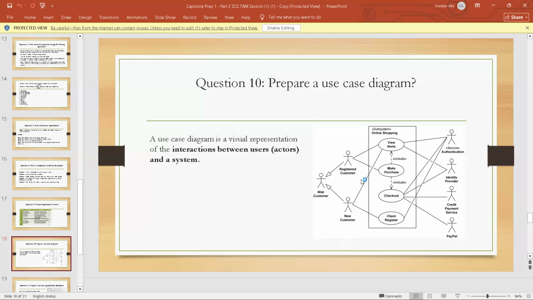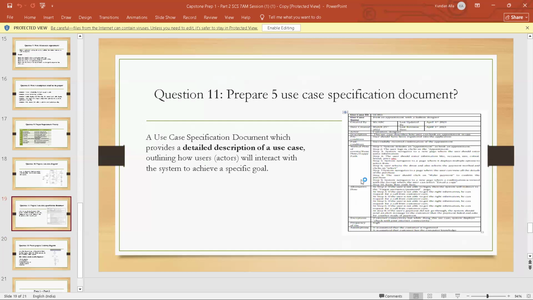So if you are having a mix of mandatory and optional things, then you can go for generalization. Okay. So the next one is about preparing five use case specification documents.